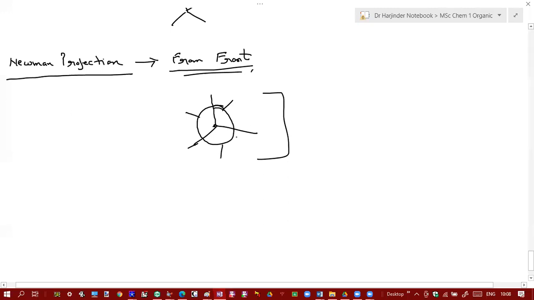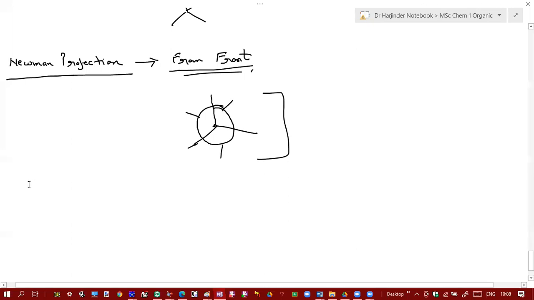Is the difference clear between these two projections? Yes, sir. Sawhorse, you see diagonally. In Newman projection, you see the molecule from the front. So that's the main difference.